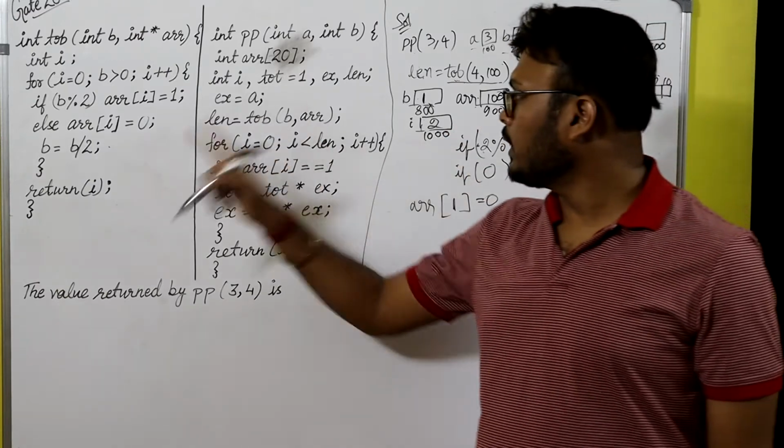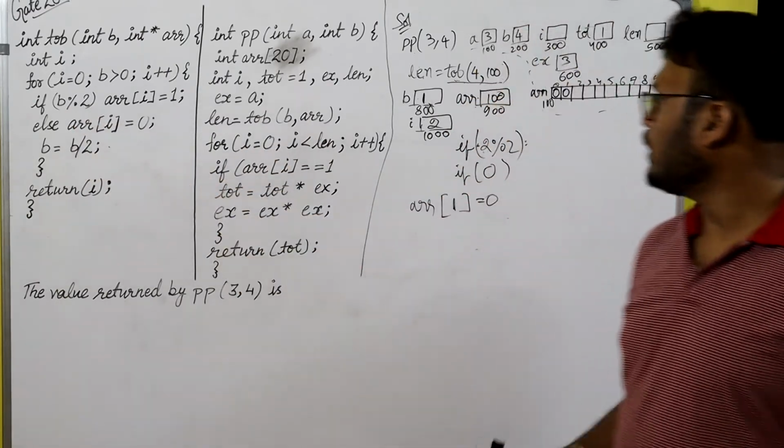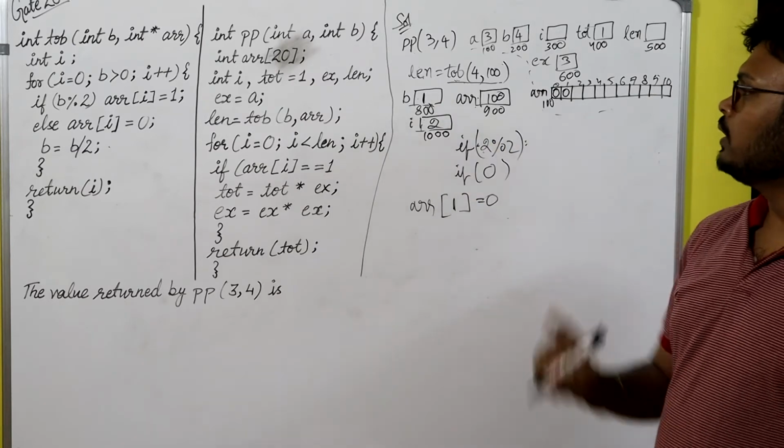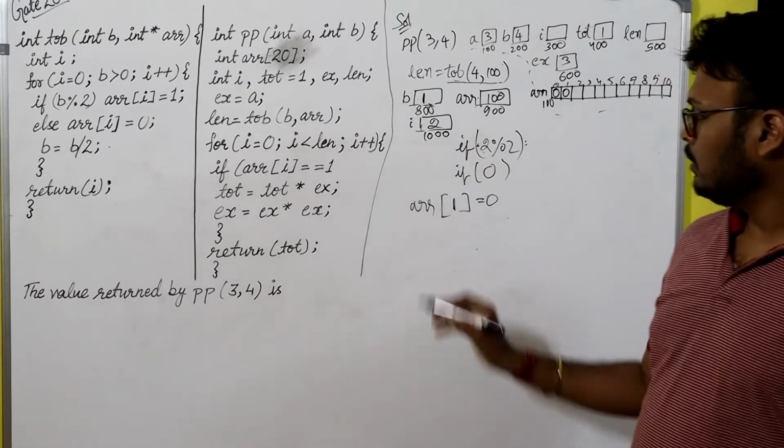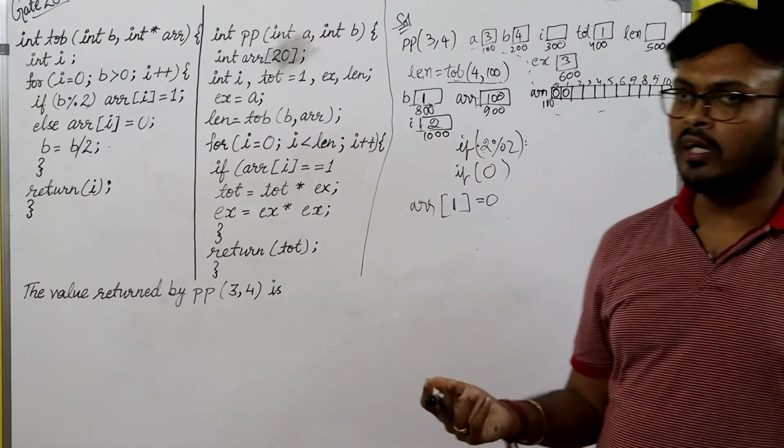Fine. And now again, B mod 2. So what is the value of B? The value of B is 1. So 1 mod 2 is definitely 1, because the remainder is 1.